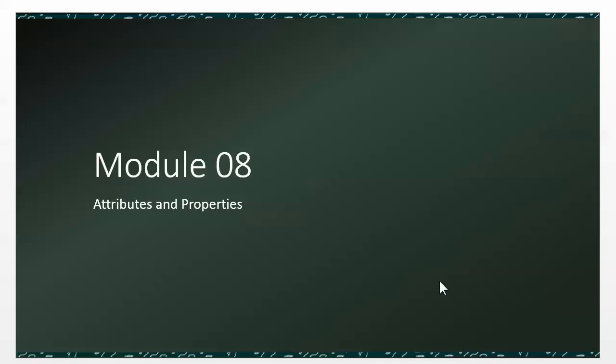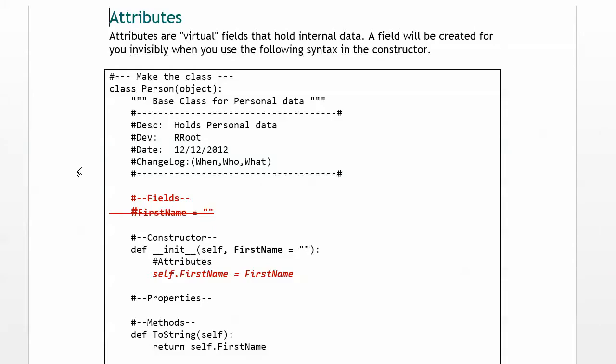In this video, I want to look at attributes and properties. So, we've seen how attributes work with fields. Properties are another way of working with fields as well. But let's start with attributes. Python has this concept of attributes, and this is somewhat unique to Python.